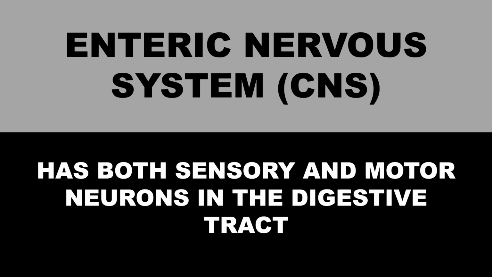So moving on, we also have what we call the enteric nervous system, which is a unique subdivision ng peripheral nervous system. Now, itong ENS na to has both the sensory and motor neurons contained wholly in the digestive tract. Now, the ENS can even function without the input from the CNS or other parts of the PNS, although normally it's integrated with the CNS by the sensory neurons and the autonomic nervous system neurons. So, yun. So that's the enteric nervous system.